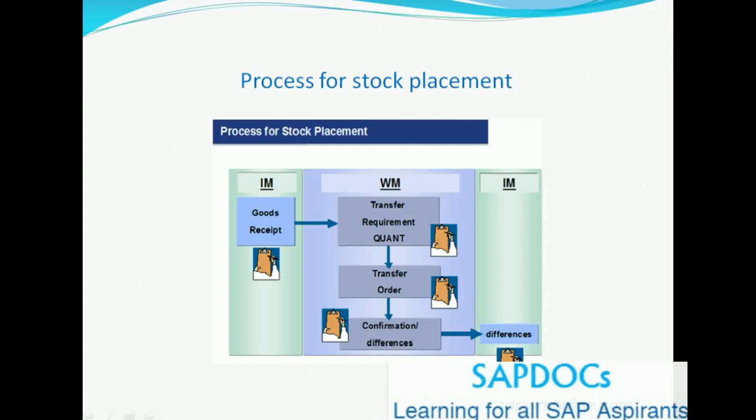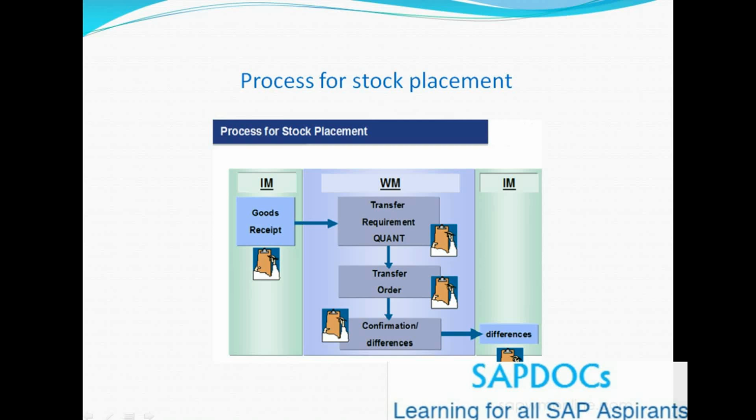So this is the process for stock placement. So you have done a goods receipt. It has created a quant and a transfer requirement at the WM level. We have to process this transfer requirement and convert it into a transfer order. This transfer order gets all the information from the transfer requirement, and additionally, during the process of creation, it would find the relevant bin for that material using the search strategy you have defined for your warehouse.